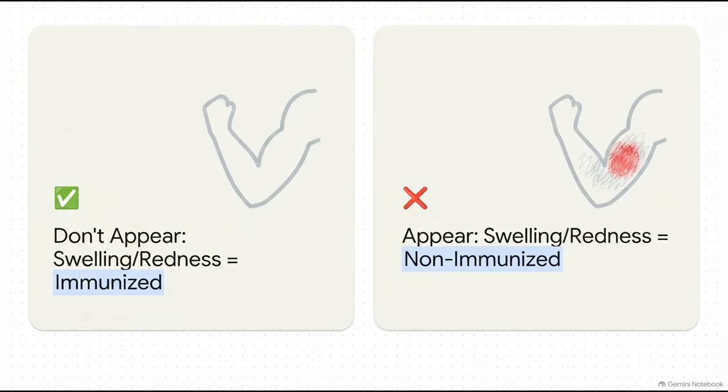Now, you have to pay close attention here because the interpretation is totally counterintuitive. If swelling and redness do not appear, that actually means the patient is immunized. Their body had the antibodies ready to go to instantly neutralize the toxin before it could damage the skin. On the flip side, if the swelling and redness do appear, it means the toxin went unchecked and damaged the local tissue, definitively proving the patient is non-immunized.